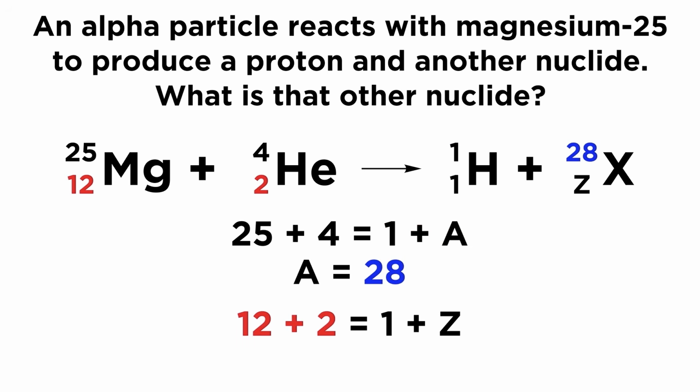Then for the charges, on the left we have 12 and 2, which add up to 14. That means that on the right, 1 and Z must also add up to 14. That makes Z equal to 13. If this nucleus has an atomic number of 13, then by definition it is an aluminum nucleus, and so with a mass of 28, this particle must be aluminum-28.